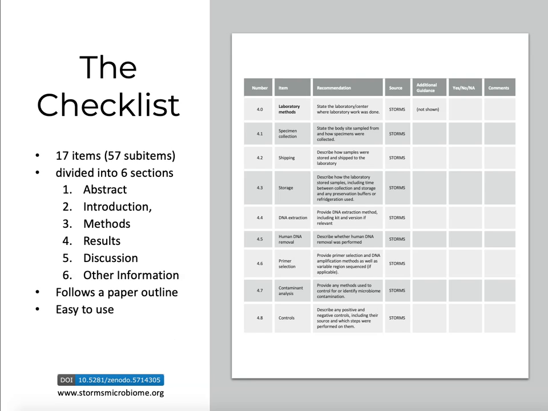If you are a microbiologist, then the epidemiology components of it can be helpful to you. If you're an epidemiologist, then these laboratory components, et cetera, can be useful for you. But it looks something like this. There are these items with recommendations. There's additional guidance, which is not shown here because it's too much to show.